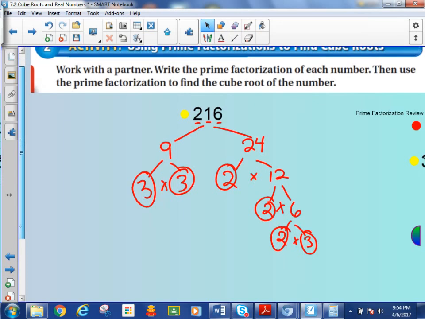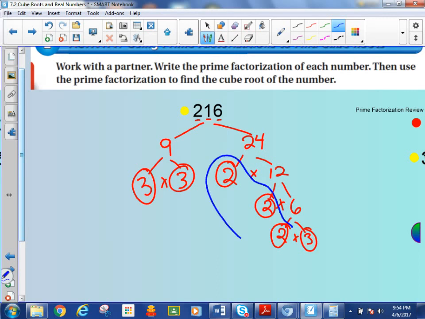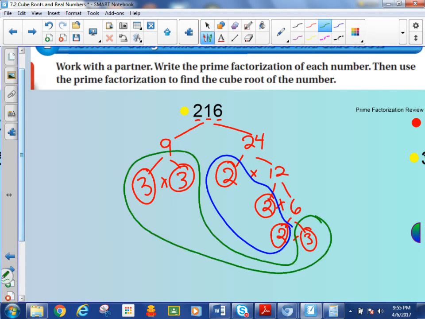Okay, so now I'm going to circle sets of 3 of a kind. So here's three 2s, there's 3 of a kind. And it looks like I have a set of three 3s also. So now for each set, I get to write that number that's inside of that set one time. So I had one set of 2s and I had one set of 3s. That's all I had. There was nothing else left over. So the cubed root of 216 is going to be 2 times 3, which equals 6.